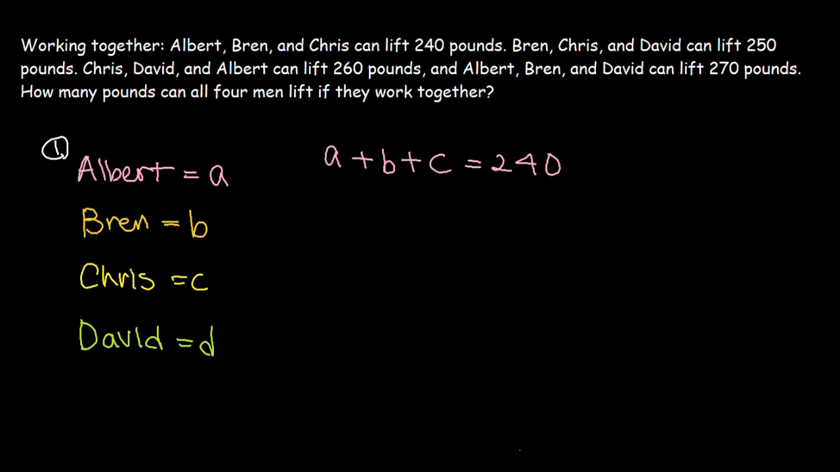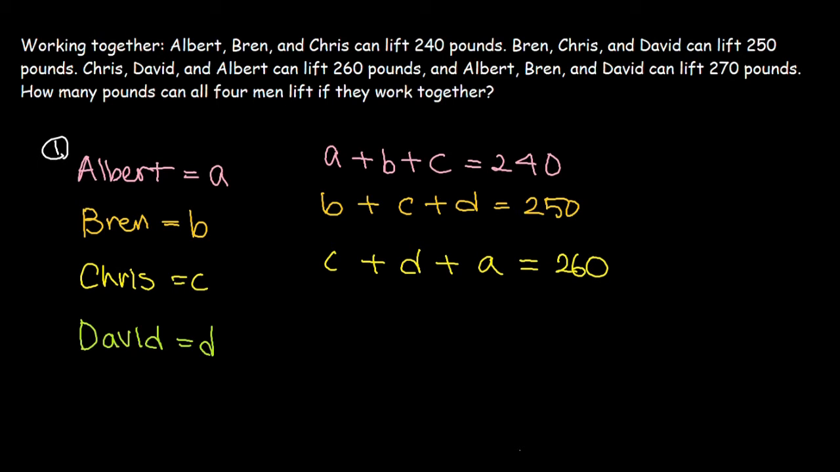And we'll move on to the second equation. Brent, Chris, and David can lift 250 pounds. Third equation, Chris, David, and Albert can lift 260 pounds. And finally, Albert, Brent, and David can lift 270 pounds. So we're given these four equations.